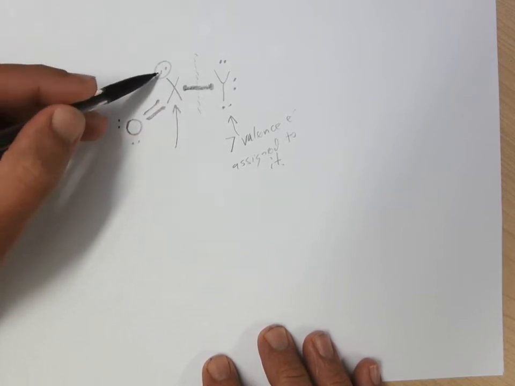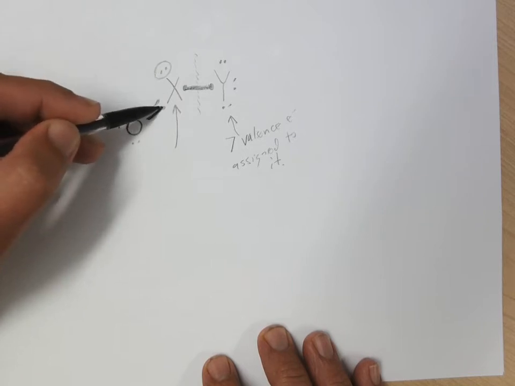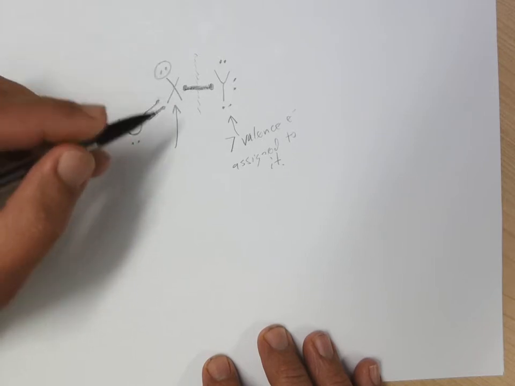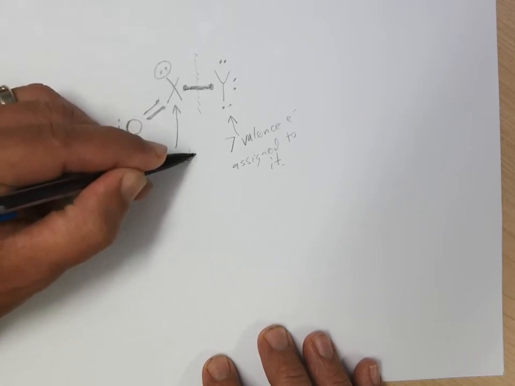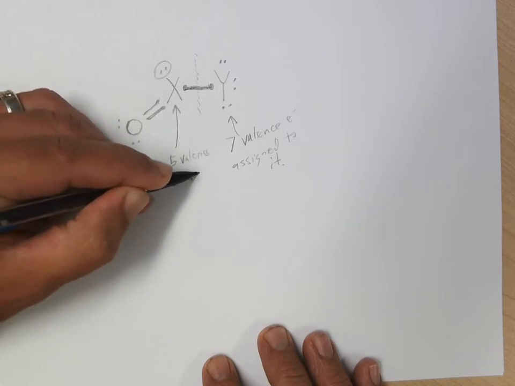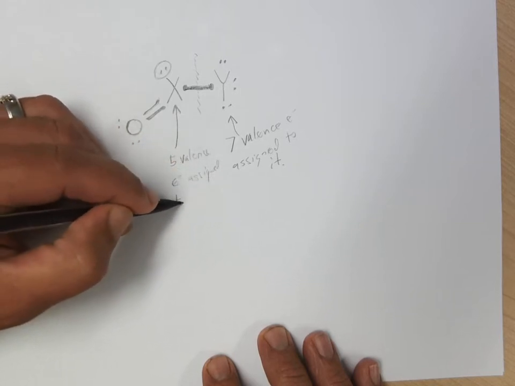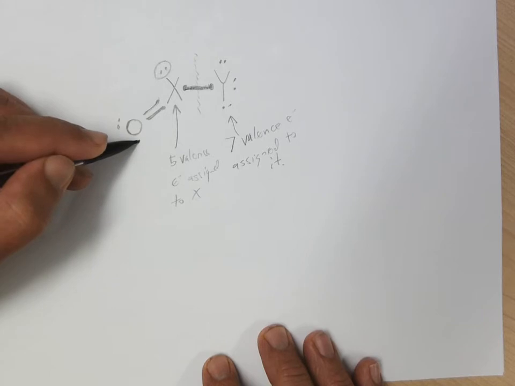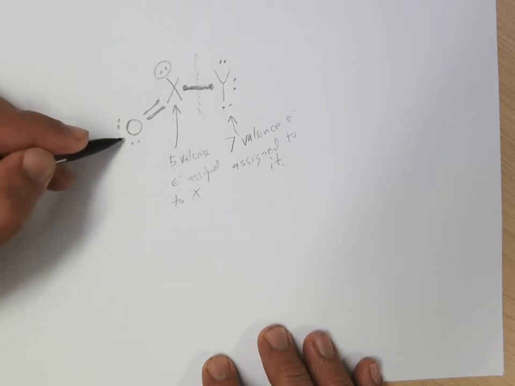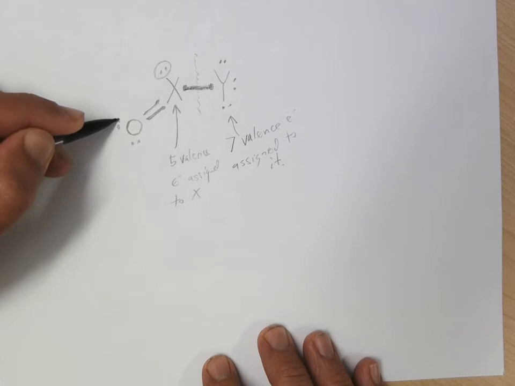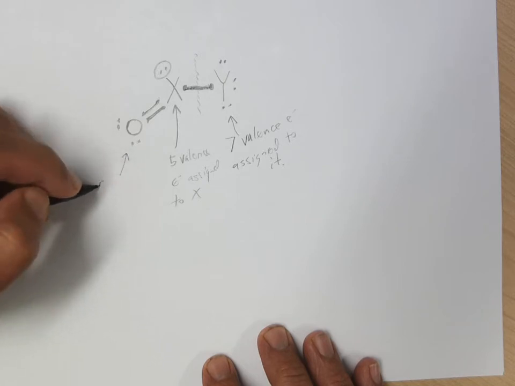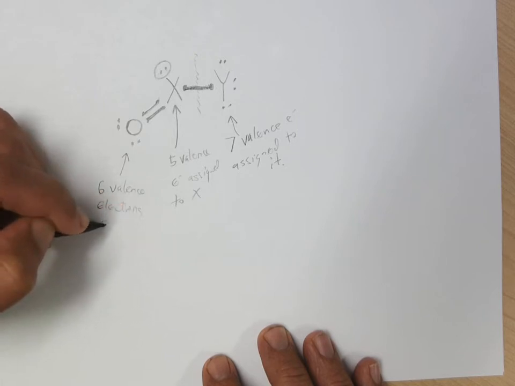This X, on the other hand, has 2 electrons all to itself, plus it gets 1 electron from each of the shared pairs. So 1, 2, 3, 4, 5 valence electrons assigned to the X atom. And then for the oxygen here, it's in between those two. The oxygen has 1, 2, 3, 4 electrons that it owns all to itself, plus it gets 1 from each of the shared pairs, and so you have 6 valence electrons assigned to it.